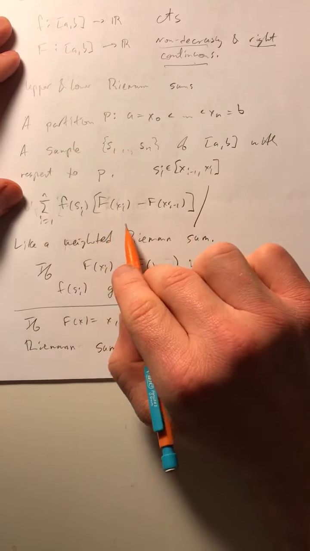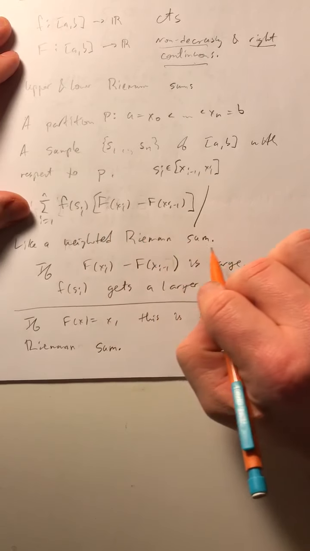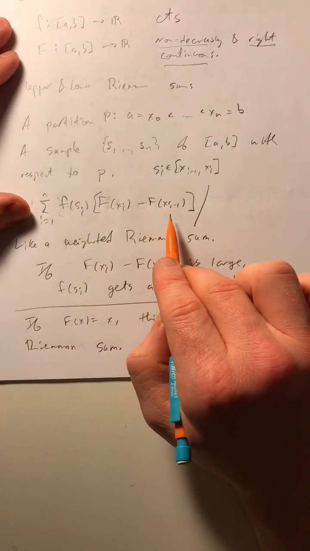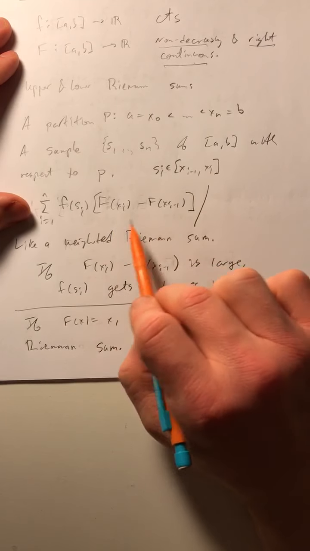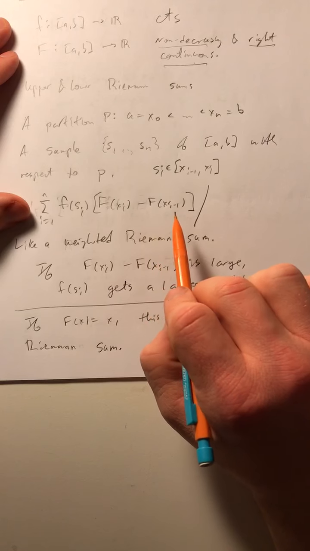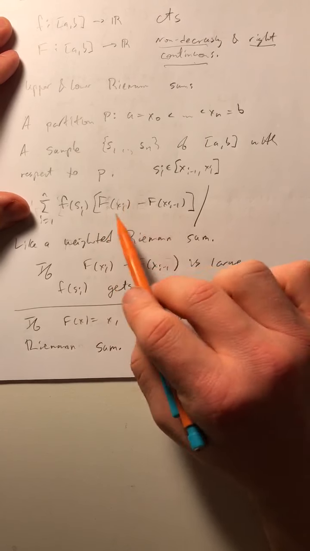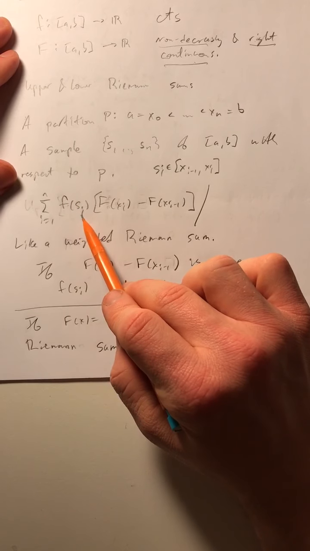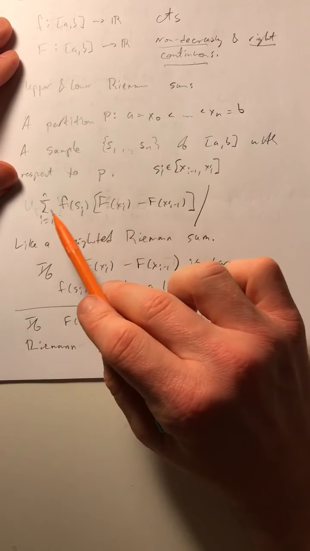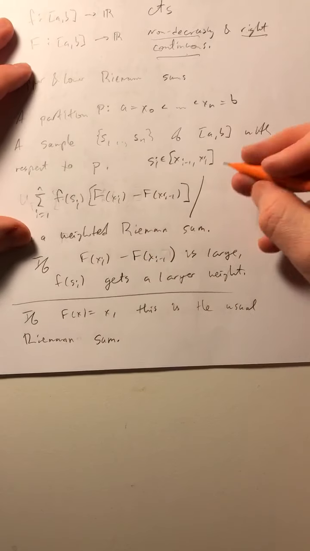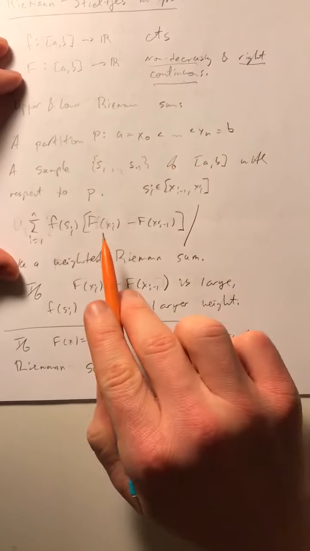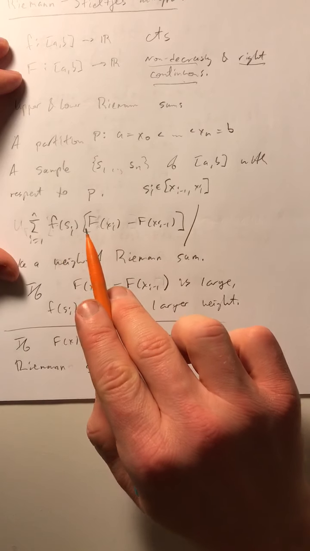So I can think about this as being like a weighted Riemann sum. Because my capital F is non-decreasing, each of these differences is non-negative. And these differences, capital F of x_i minus capital F of x_{i-1}, are acting like weights. So I'm multiplying the function values at the sampling points, s_i, by these weights, and then adding them together. Notice that this looks a lot like the usual Riemann sum. So this is a Riemann-Stieltjes sum. The fact that this is capital F is the thing that makes this a Riemann-Stieltjes sum.